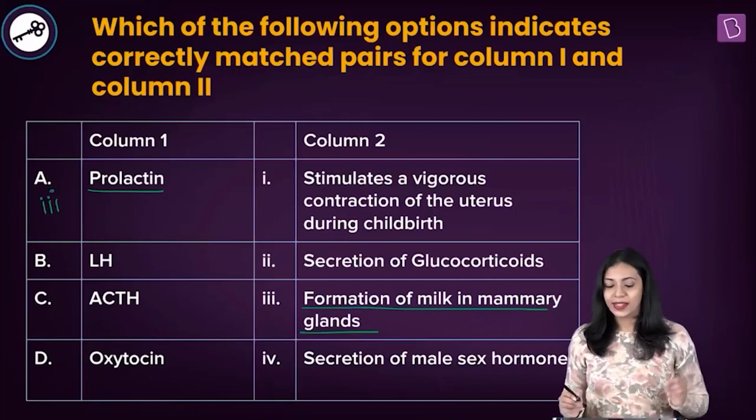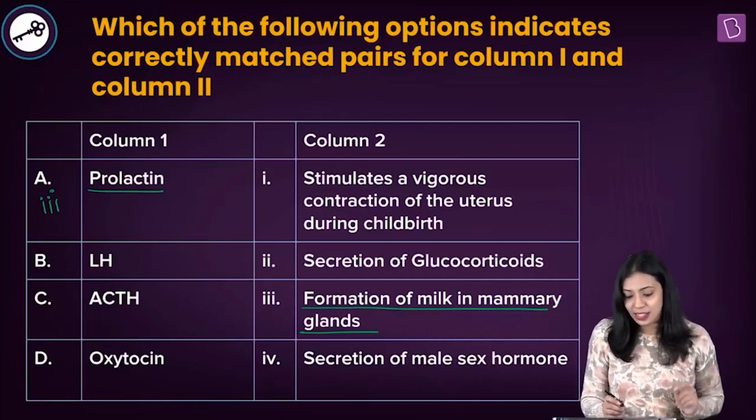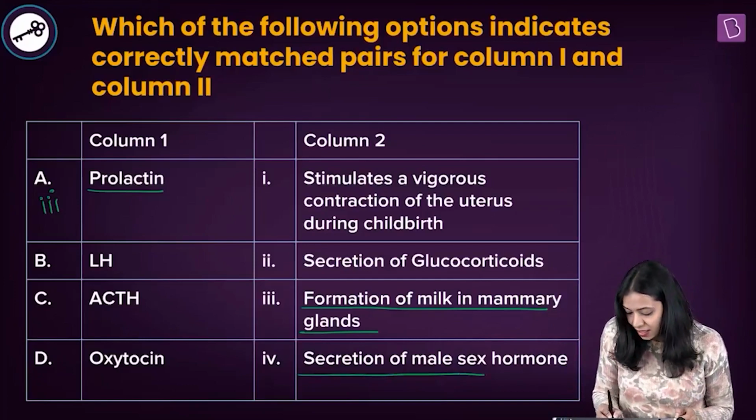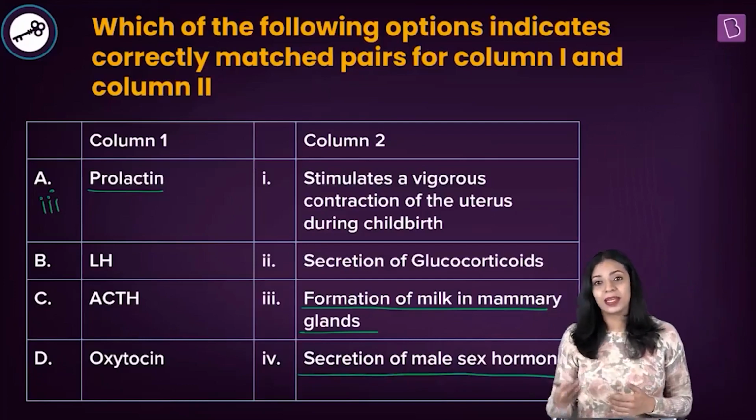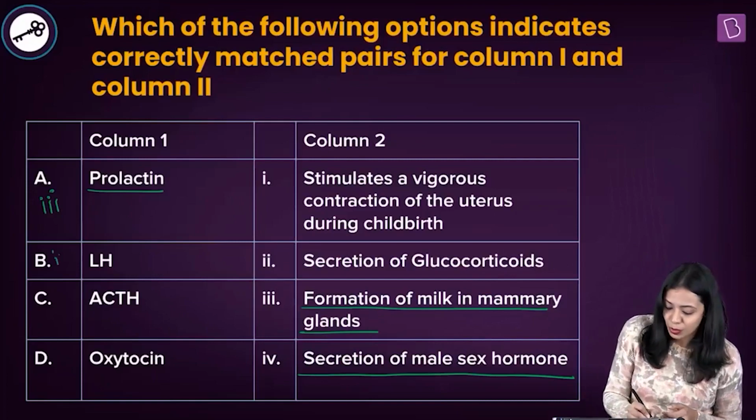B, LH or luteinizing hormone. It will stimulate the Leydig cells or the interstitial cells in the testes in males to secrete the male sex hormones, that is the androgens such as testosterone. So B can be matched with 4.